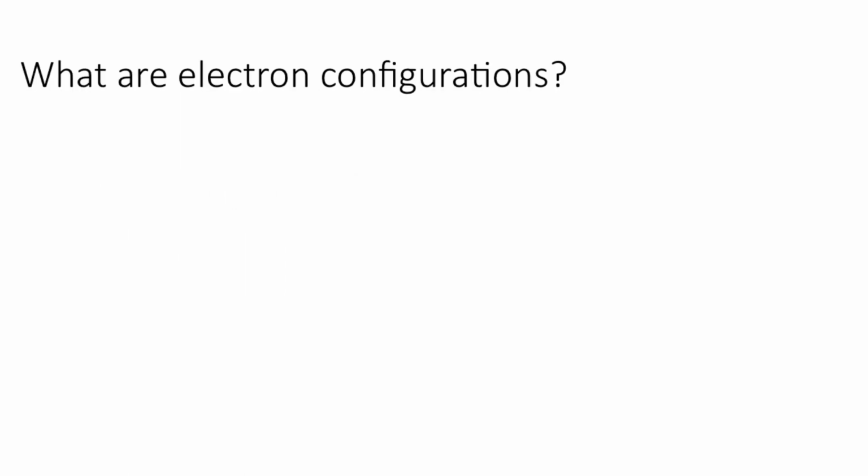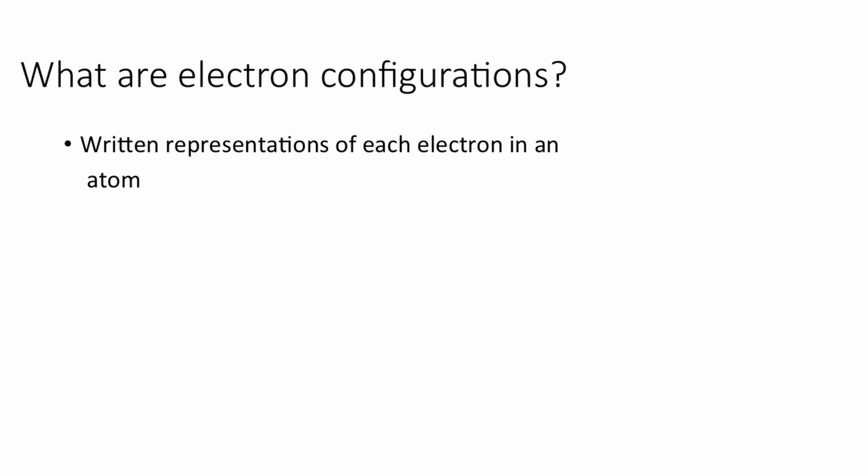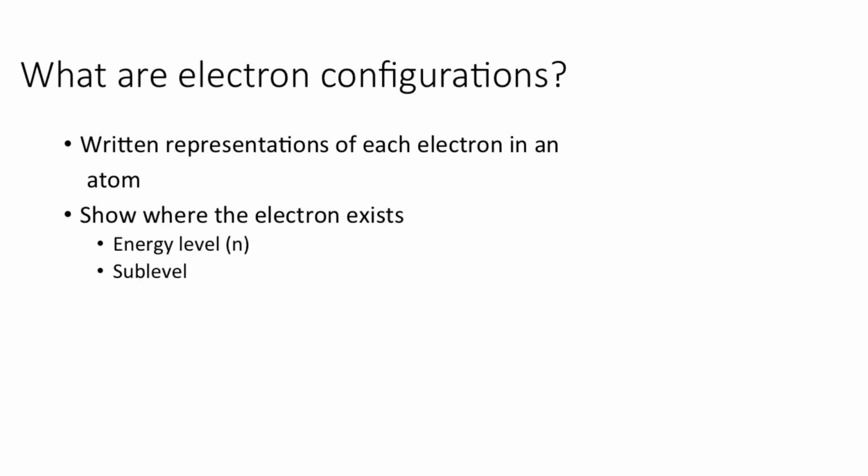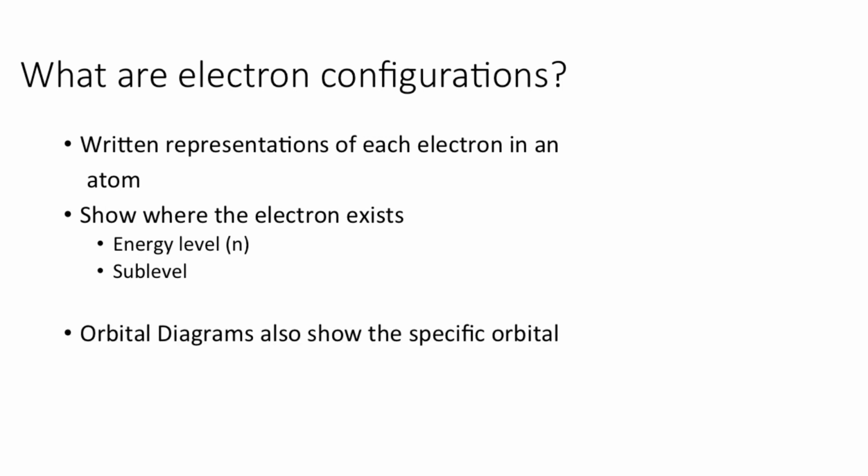Electron configurations are written representations of each electron within an atom. They show the energy level as well as the sublevel on which each electron exists within that atom. We're going to continue to refer to the energy level as the variable n. Now, orbital diagrams are a bit different in that they're going to show not just the energy level and the sublevel, but also the specific orbital in which each electron exists.